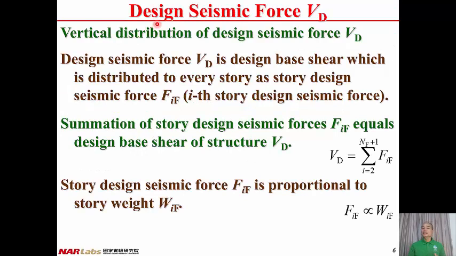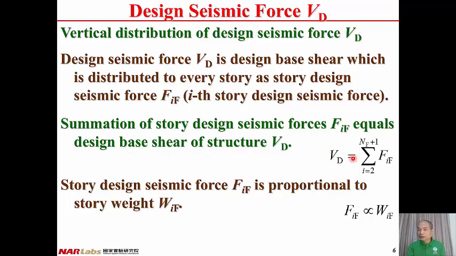Once we have the design seismic force, we would like to distribute all the seismic forces to the stories so that we can have vertical distribution of design seismic force. The design seismic force Vd is the design base shear, which is distributed to every story. After distribution, it is the story design seismic force, Fi^F. Fi^F is the ith story design seismic force. And the summation of all story design seismic forces equals the design base shear of the structure, Vd.